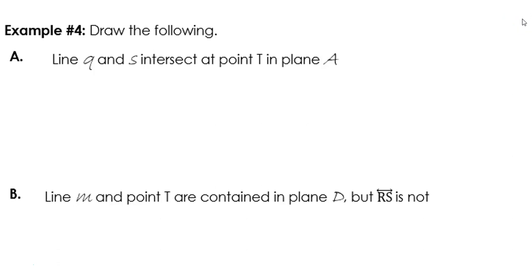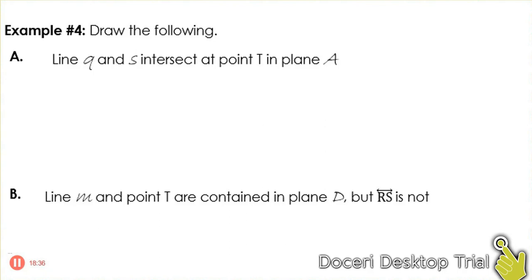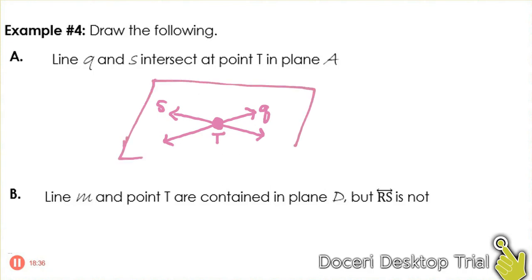And last but not least, we do have example 4. Draw the following. Line Q and line S intersect at point T. So let's start there. We have line Q. We have line S. They intersect at point T, and then they all lie in plane A. So that would be your quick little sketch of what that would look like. It doesn't have to be beautiful. Notice mine's not beautiful. I'm drawing on the iPad.